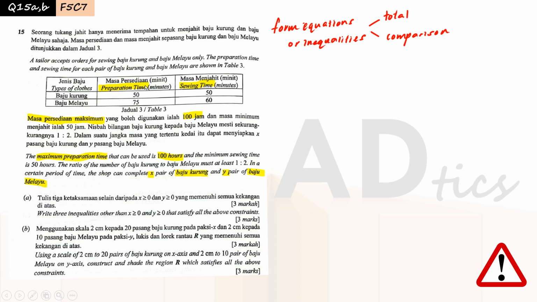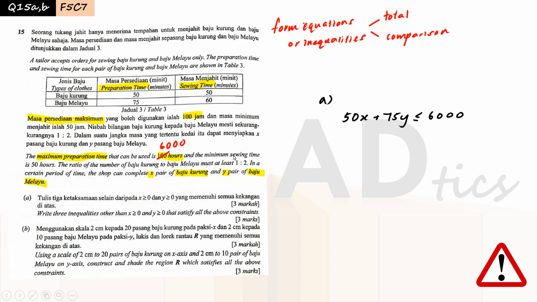Right? So from the table here, let's find the total preparation time. So it's 50 multiplied with x plus 75 multiplied with y. Right? And then we cannot exceed this value, which is 100 hours, but as you can see, the units are different, so we will change the hours to minutes, so we will multiply by 60 to get this value. Okay, and this would be our first equation. So the total preparation time from the table would be less than or equal to the 6000 here.